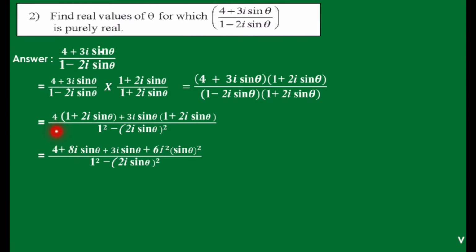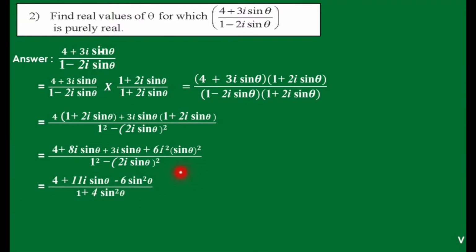Then we multiply 4 to this first bracket. So 4 into 1 we get 4, 4 into 2 we get 8, so we write 8i sin theta. Then we multiply 3i sin theta to 1, we get 3i sin theta. Then we multiply 3i sin theta to 2i sin theta. So 3 into 2 we get 6, i into i we get i square, and sin theta into sin theta we write (sin theta) square. Denominator we keep as it is.